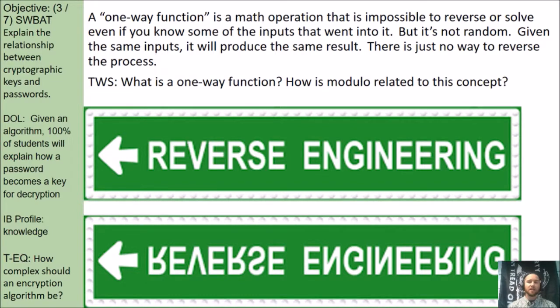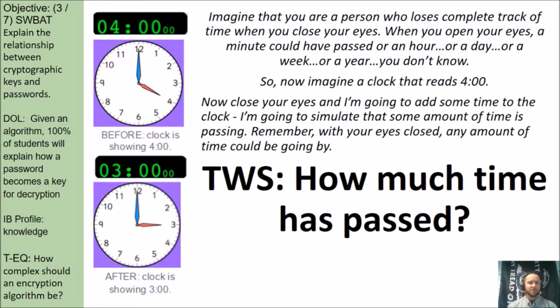Let's say you're struggling on that second question. I think I'll answer that right here. Imagine that you're a person who loses complete track of time when you close your eyes. Anytime you close your eyes, you just have no idea how much time has passed. It could be an hour, a day, a week, a year, you just don't know. So now imagine a clock that reads 4 o'clock. When you close your eyes, I'm going to add some time to that clock. So let's say you open your eyes and you see it's 3 o'clock now. Your think, write, share here is: how much time has passed?